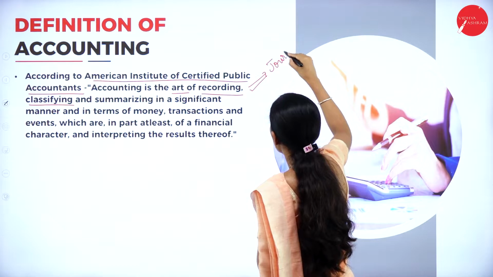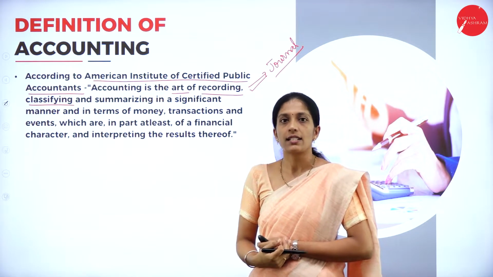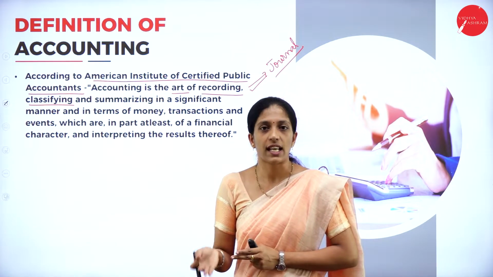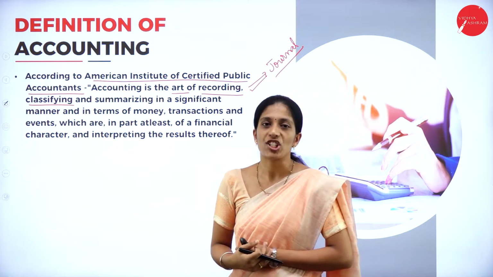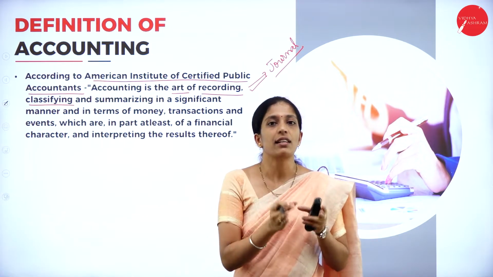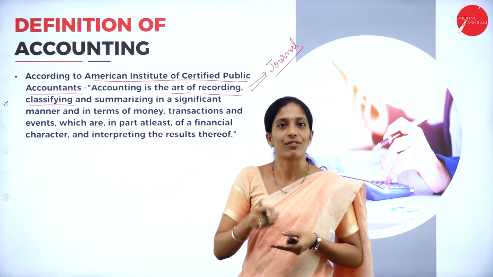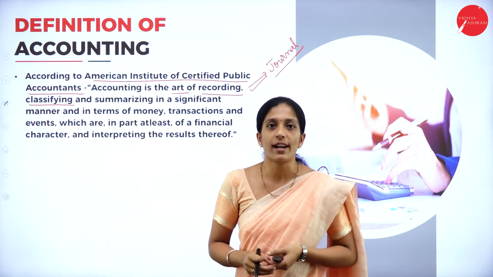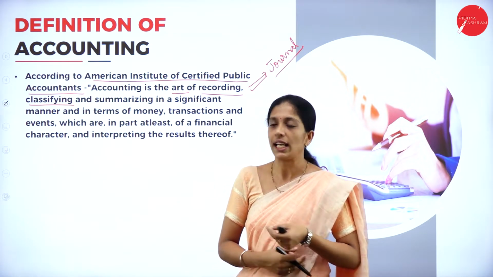Journal. So journal is called as book of original entry. In the sense, whenever the transactions take place or whenever the events take place in the business which can be measured in terms of money, immediately we will record in a book in a chronological order. That is, one by one we will record in a book which is called as what? Journal. So journal is called as book of original entry.